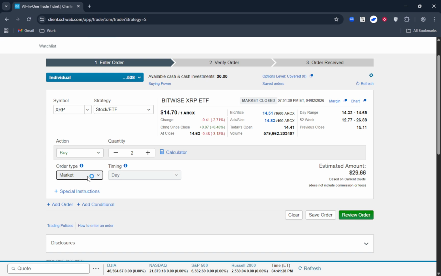For example, you can place a limit close to the current ask to help ensure a timely fill without chasing a spike. Review everything carefully. Click Review Order, confirm the ticker, quantity, and estimated cost, and then place order. Once it executes, you'll see the position in your account.